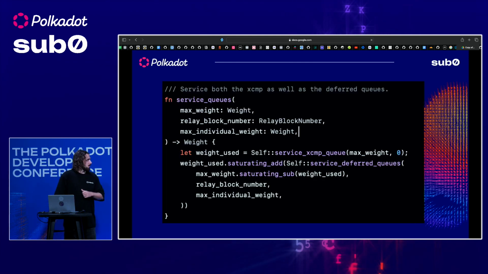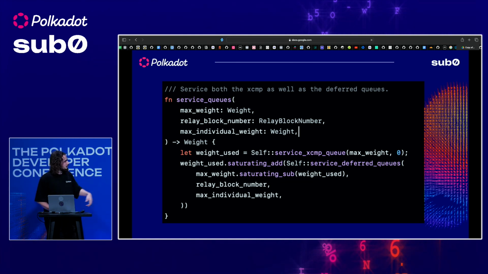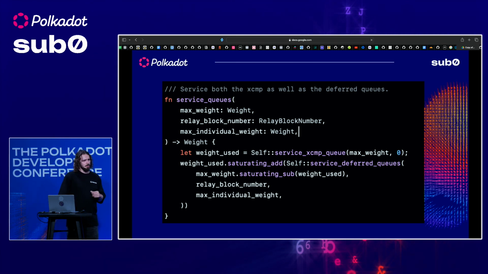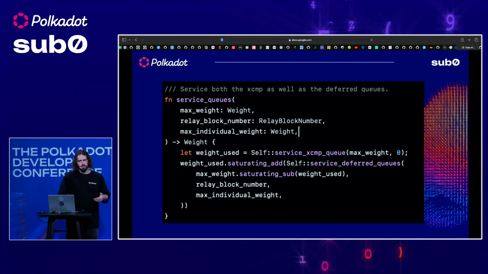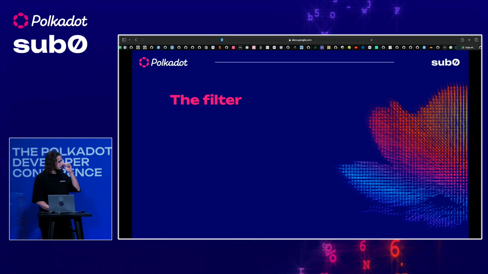Yeah, and this is what I talked about before. There is a function that services the queues. You can see this is called at the start of the block, and you can see that first the normal XMP queue incoming messages are processed, and then after all the incoming messages are processed, the deferred queue is processed. Okay, so what about the filter?